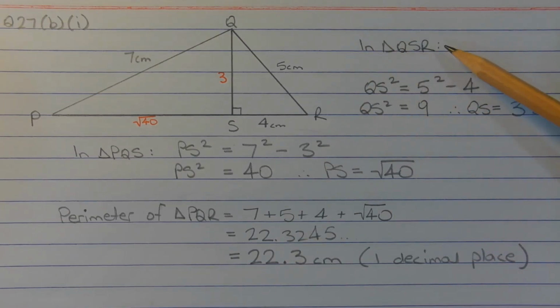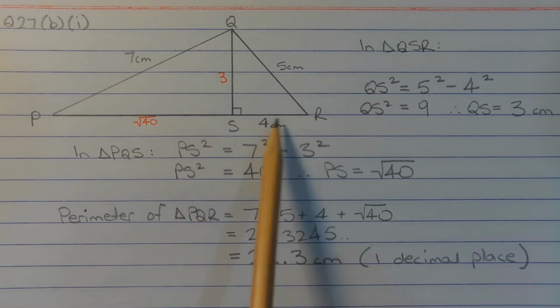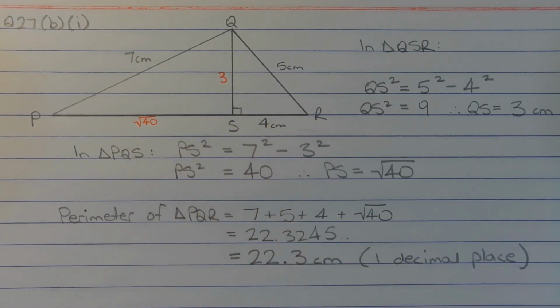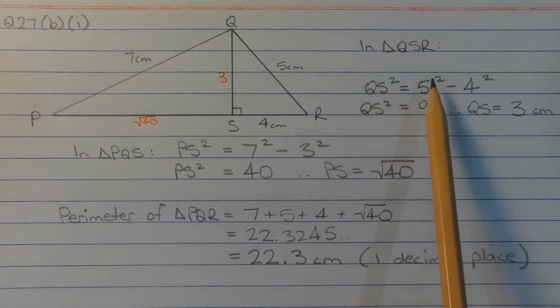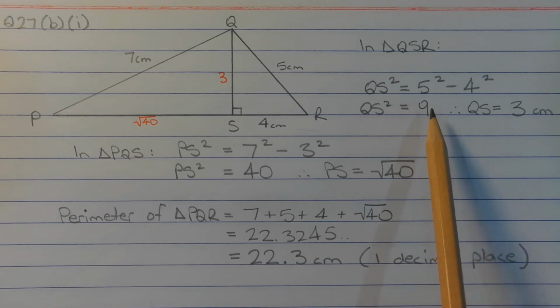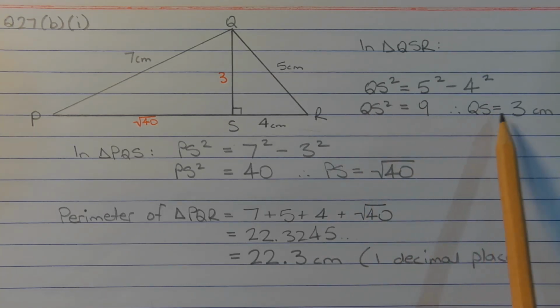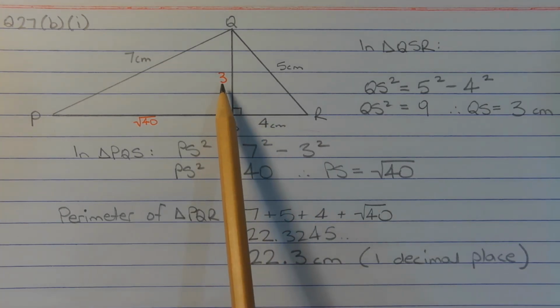So in triangle QSR, the hypotenuse is 5 centimeters. The length of SR, which is one of the short sides, is 4 centimeters. So using Pythagoras' theorem, QS squared is equal to 5 squared minus 4 squared, which equals 9. And to find the length of QS, we need to take the square root of 9. So the length of QS is 3 centimeters, and it's marked here in red.